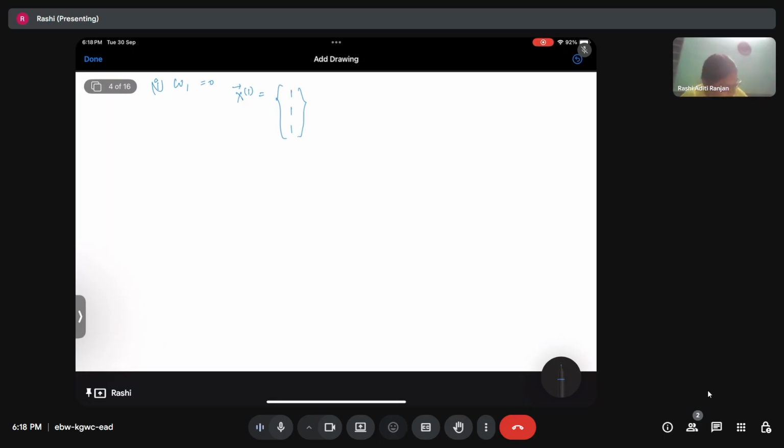If I try to draw the mode shape, it will be something like this: masses m1, m2, m3, and this is x. All three are going to have the same amount of displacement, let us say a. Then the omega is going to be 0. This is the first mode.